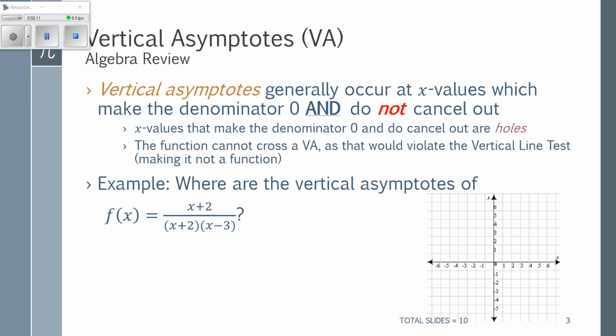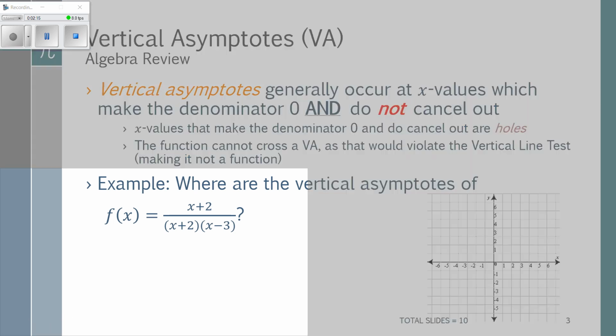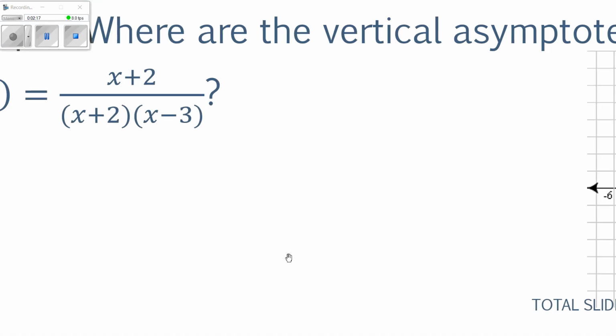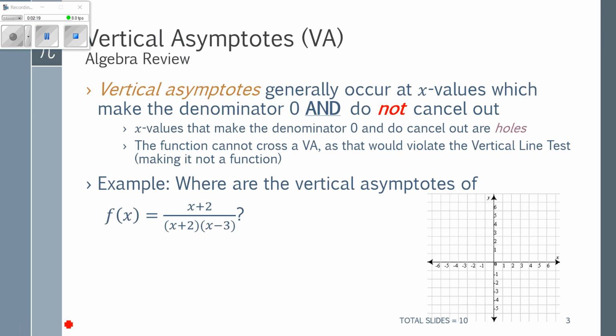So in the example I have down here, I can see from this function that what would make my denominator 0 would be x plus 2 equals 0 and x minus 3 equals 0. So I have x equals negative 2 and x equals 3, where my function doesn't exist.